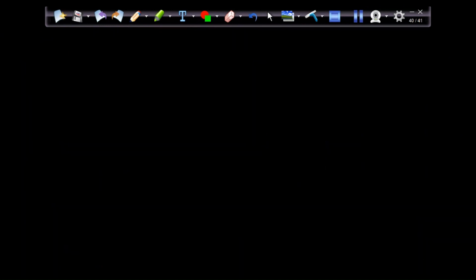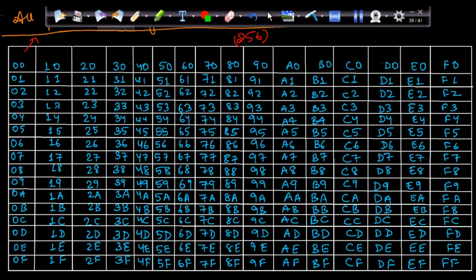Let's take examples of hexadecimal. So let's take a hexadecimal number AB plus CD. AB plus CD. So look where AB is. AB is here. So this is your number.